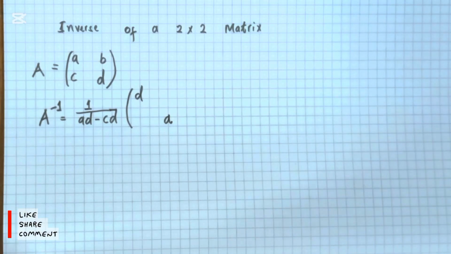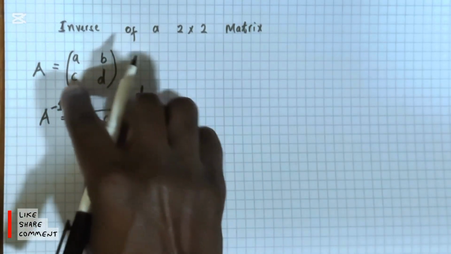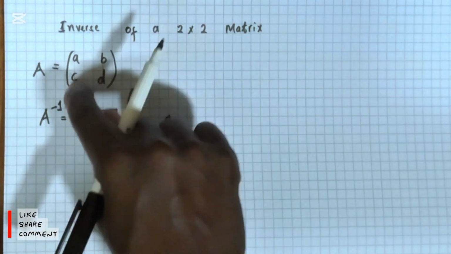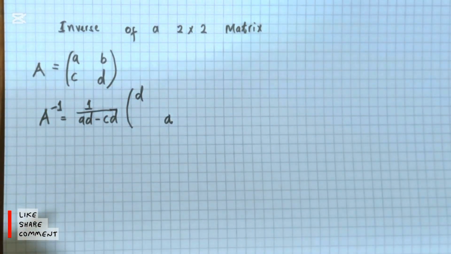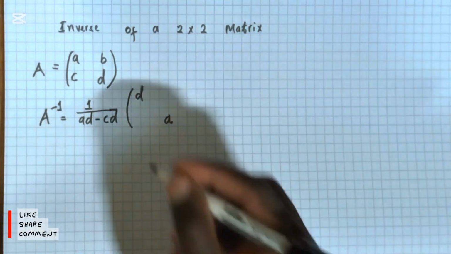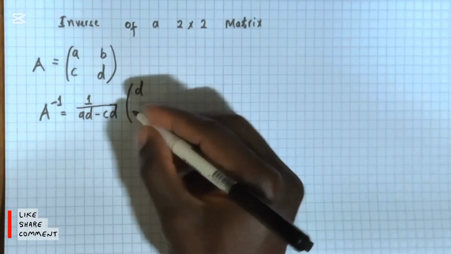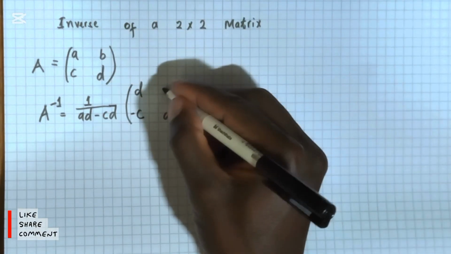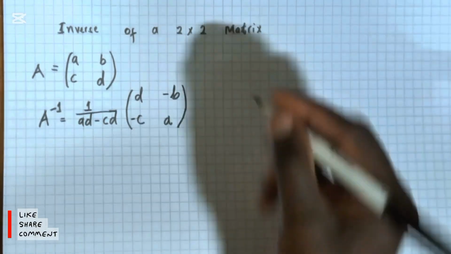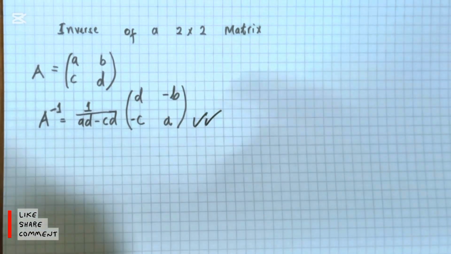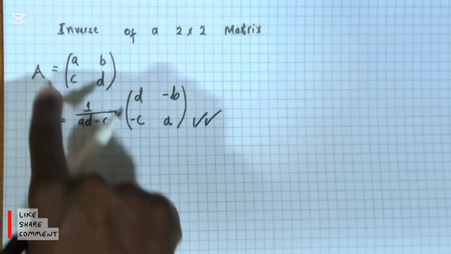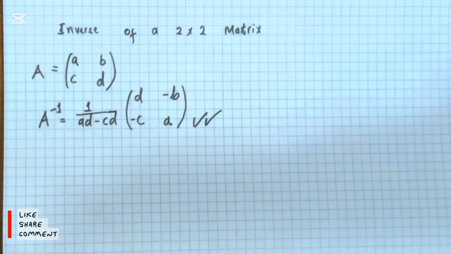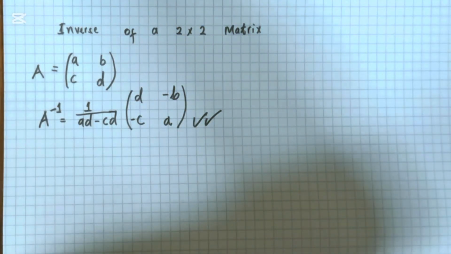Okay, then finally, to get the inverse, we will negate the elements in the other diagonal. Whatever elements we have in the other diagonal, we will multiply by negative 1. So C multiplied by negative 1 will be negative C, and B multiplied by negative 1 will be negative B. And so this here is what will count as the inverse of the matrix A. So let us do an example and see what this actually means.